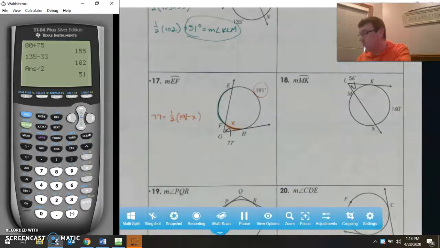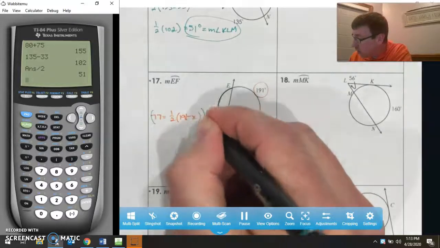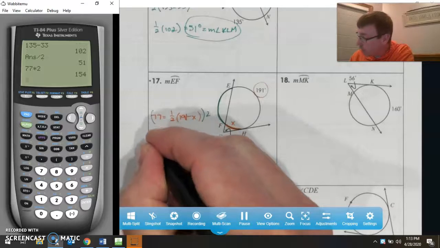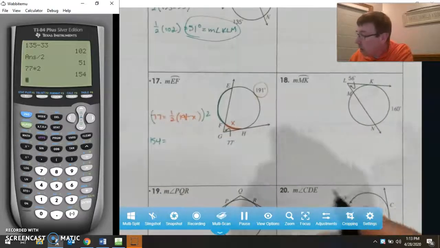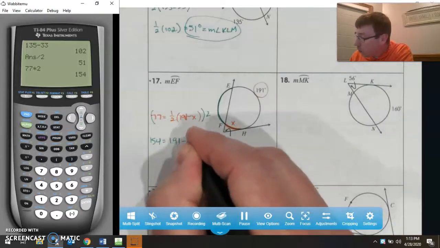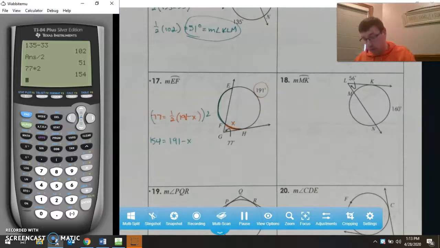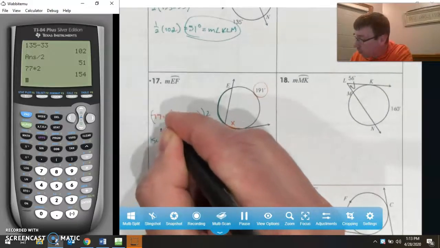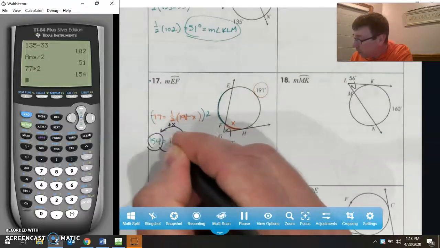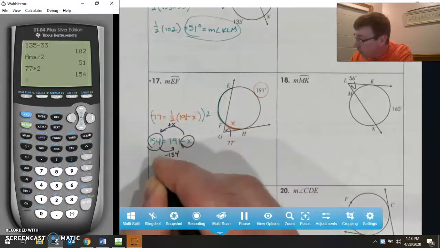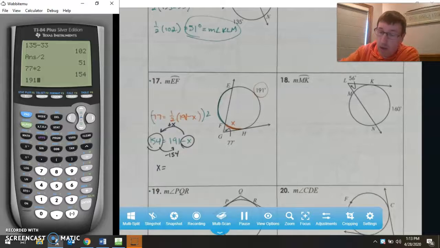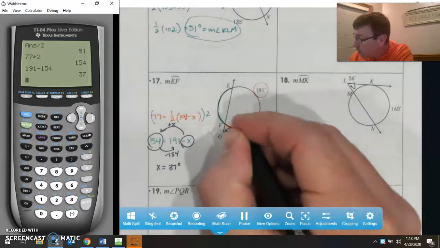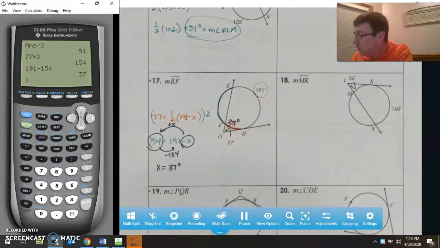I'm going to multiply both sides by 2 to get rid of the fraction. 77 times 2 is 154, and that will equal 191 minus x. Now, some quick math here: I'm going to move x over here and make it positive, and move this over here and subtract 154. So x will equal 191 minus 154, or 37 degrees. So this arc is 37 degrees.